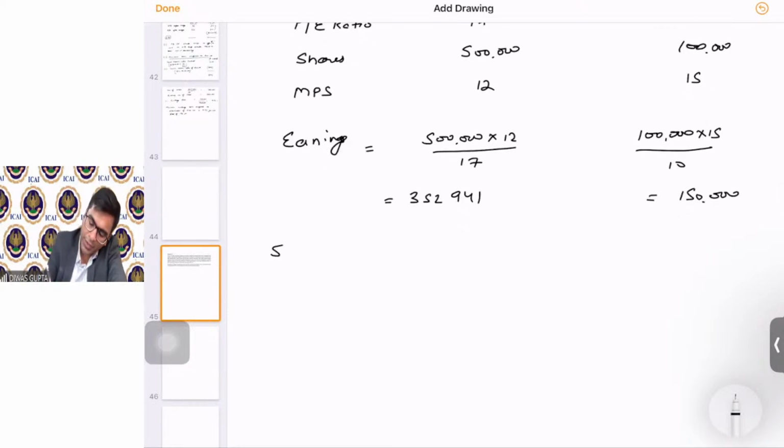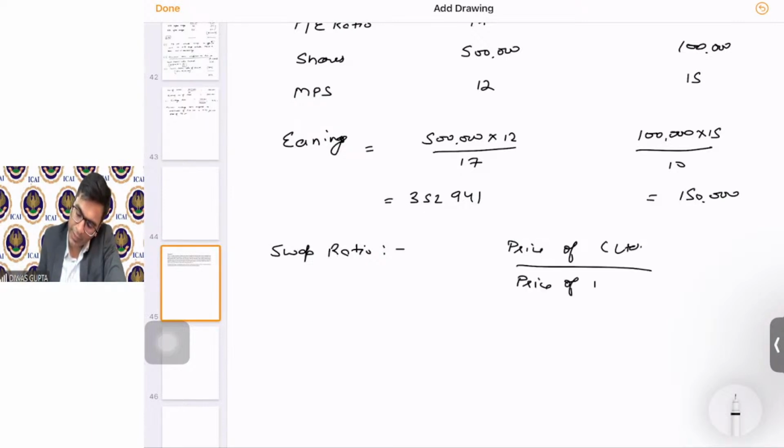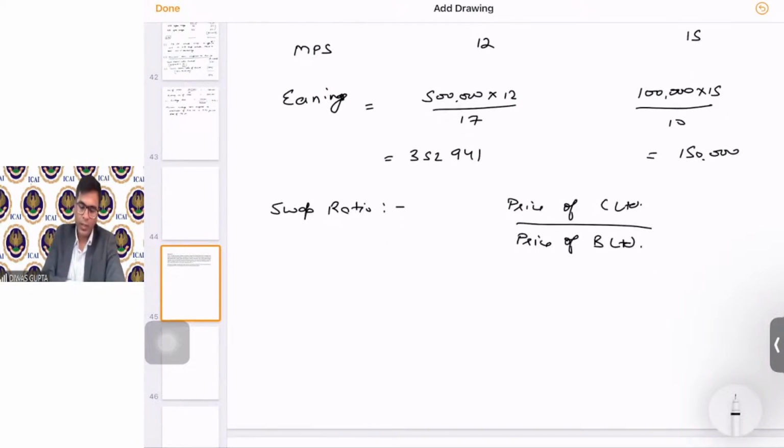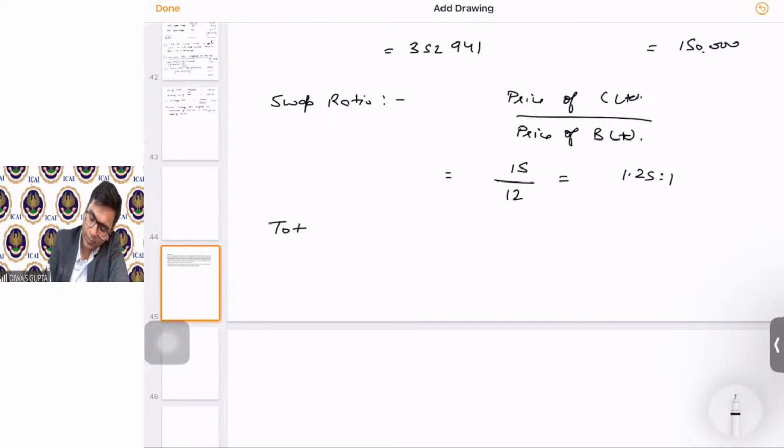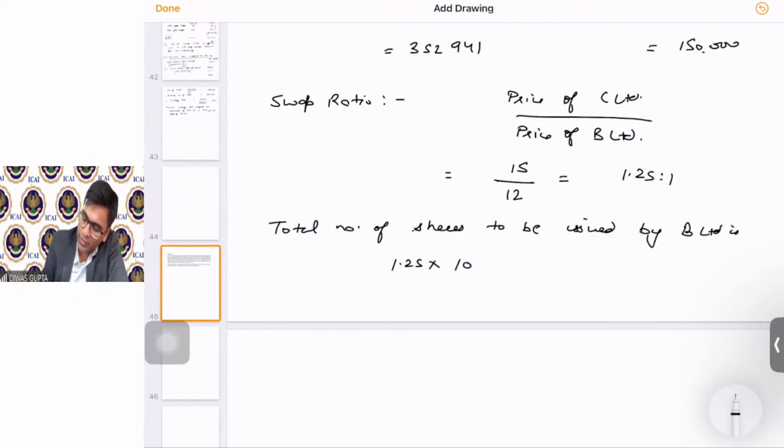Now the swap ratio mentioned in the question has to be on the basis of the price. So it becomes price of C Limited divided by price of B Limited. Okay, students. So this is how much? 15 by 12, 1.25 is to 1. So the total number of shares to be issued by B Limited is 1.25 multiplied by the existing number of shares, which is 1 lakh, right? So it becomes 1,25,000.